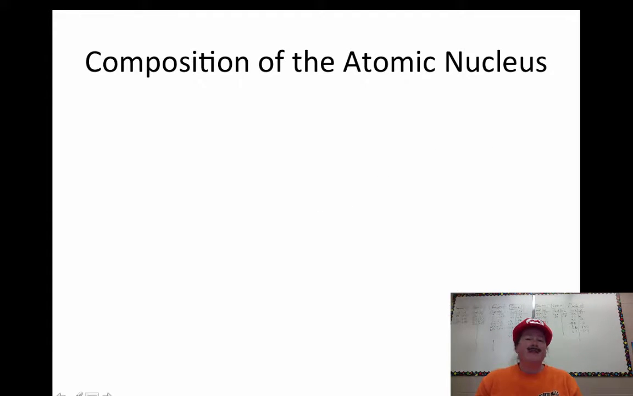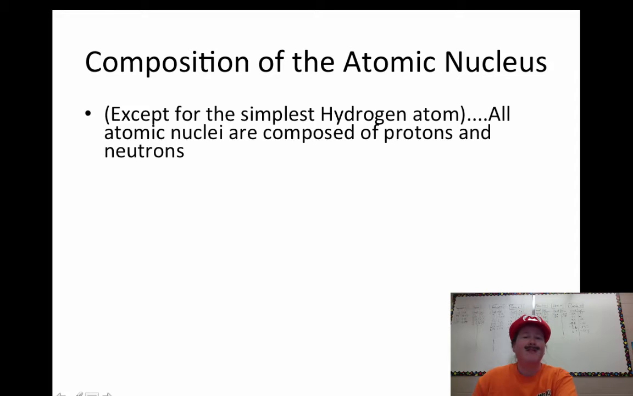When we think about the atomic nucleus, we know that in the middle we have protons and neutrons. It is only the atomic nucleus that is different for isotopes. I feel like I'm getting ahead of myself a little bit. Except for the simplest hydrogen atom, all atomic nuclei are composed of protons and neutrons.